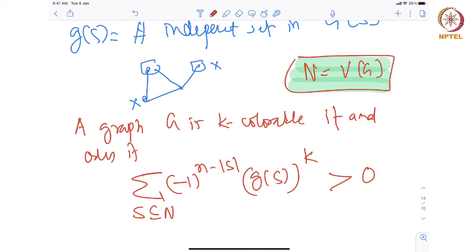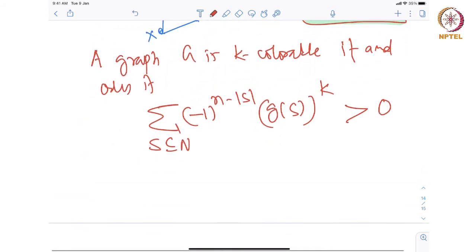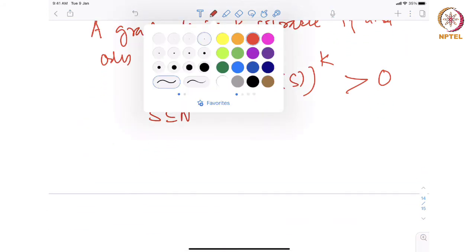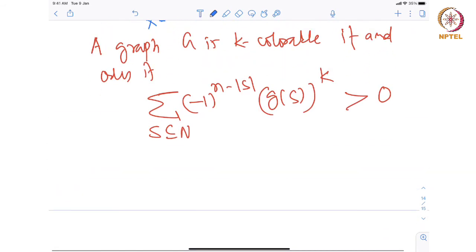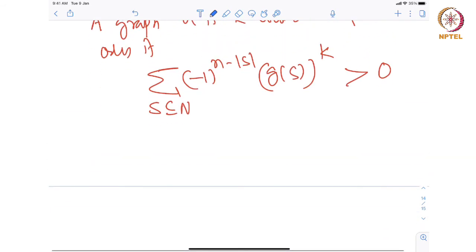Okay. So now we'll prove this. What does G of S to the power K count? Basically, it counts the number of ways to pick K independent sets. So now we'll do a proof for this. First, what is G of S to the power K? G of S to the power K is the number of ways to pick K independent sets.